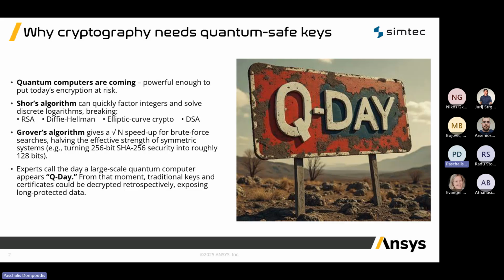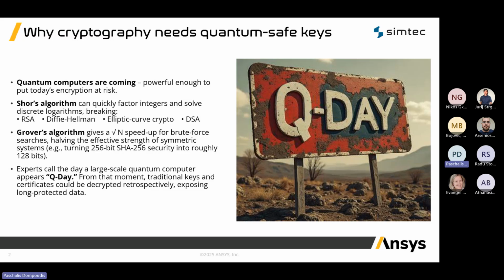The main culprit is Shor's algorithm. It turns problems we rely on, such as factoring big numbers and solving discrete logarithms, from practically impossible into easy. So that instantly breaks some cryptography protocols such as RSA, Diffie-Hellman, elliptic curve schemes, and DSA.